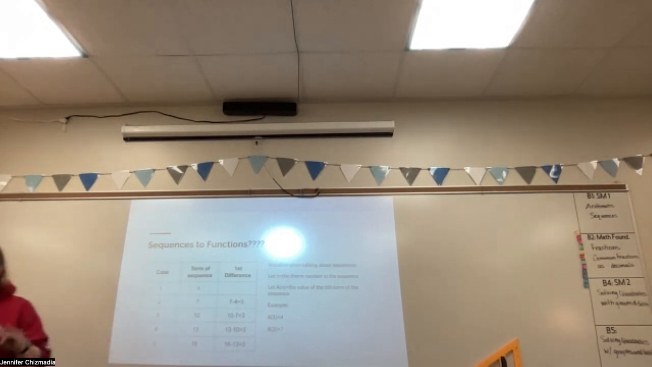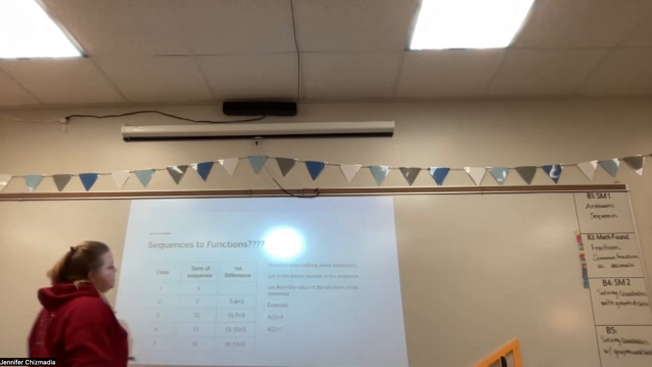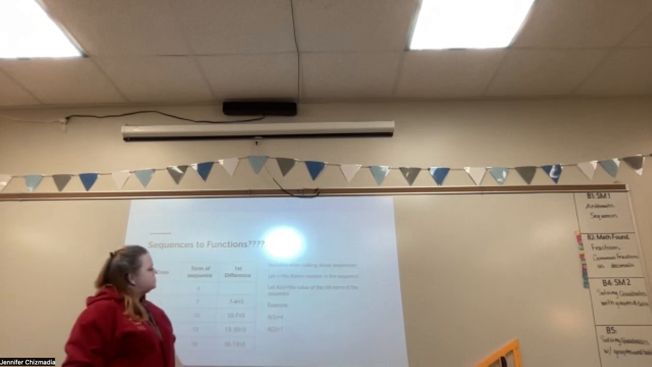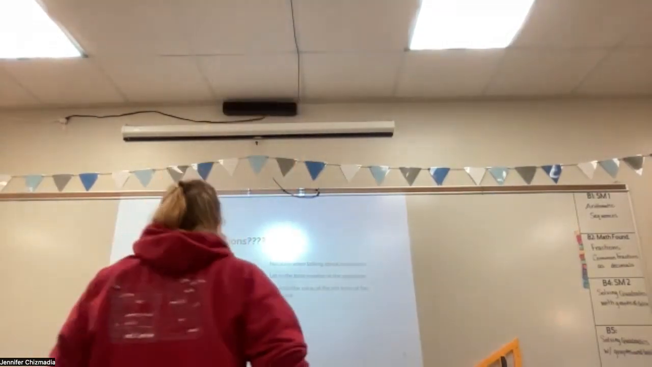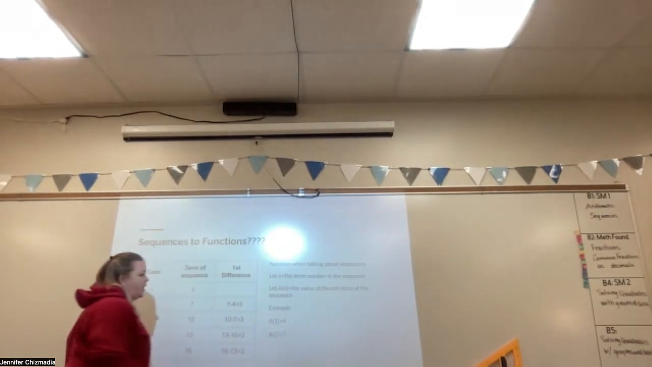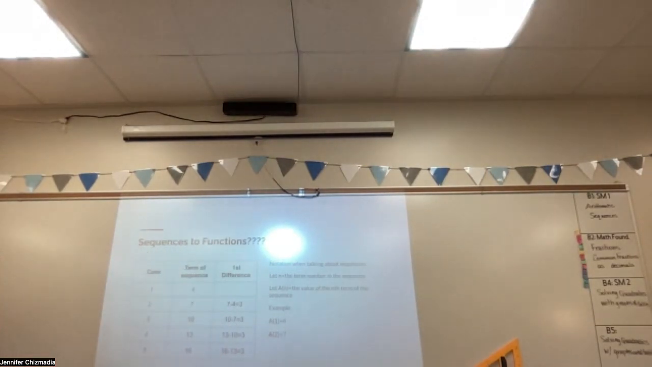We use some different notation when we're talking about sequences. We use n to talk about the term. So n is the term number in the sequence, and a of n is the value of the nth term of the sequence.